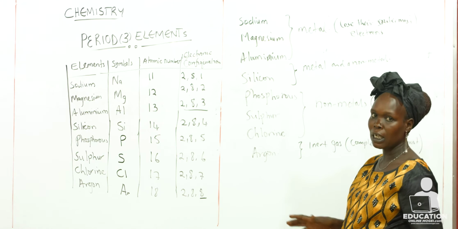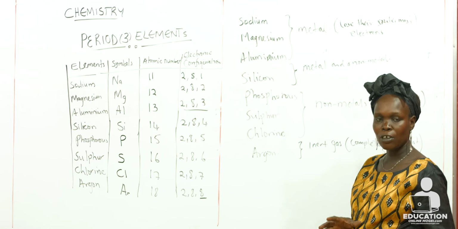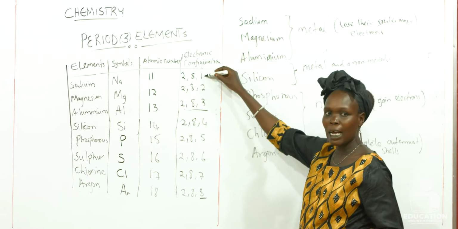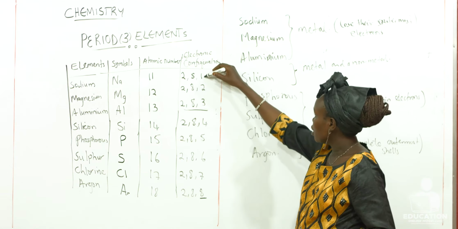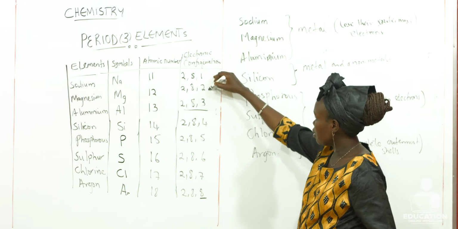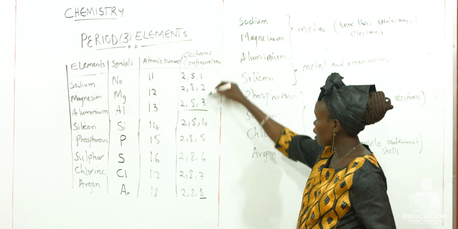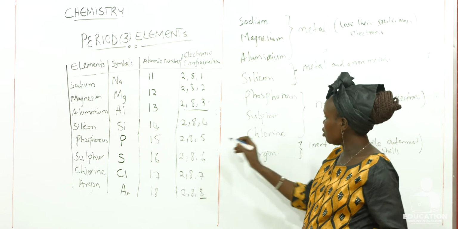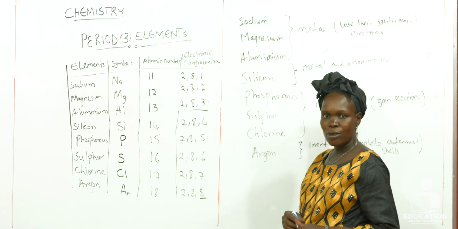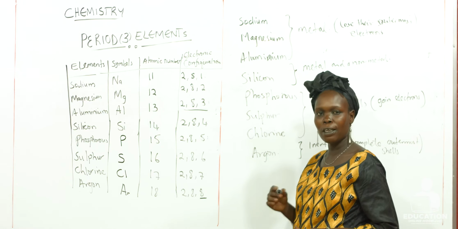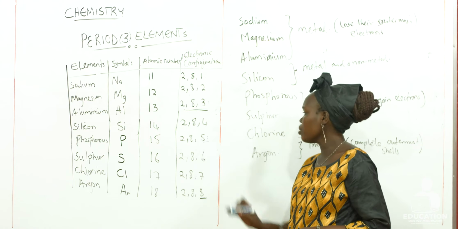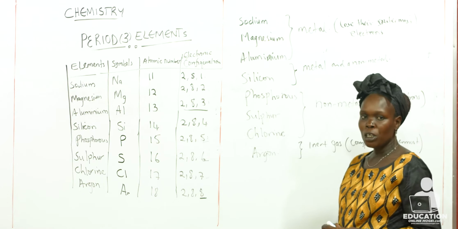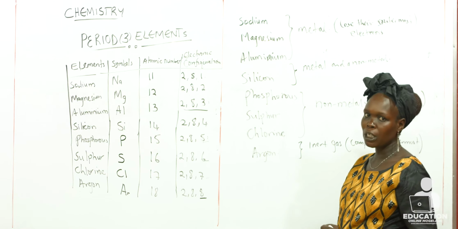In this case, we shall say that they fill up their outmost shell by losing the single electron. So it is easier for the three elements to lose their electrons here. It is easier for sodium to lose the single electron. It is easier for magnesium to lose the 2 electrons. It is easier for aluminium to lose the 3 electrons. It is not easier for phosphorus to lose the 5 electrons, so they have to gain 3 electrons to top up to 8. It is the same for sulfur and chlorine with the 7 electrons in the outmost cell.